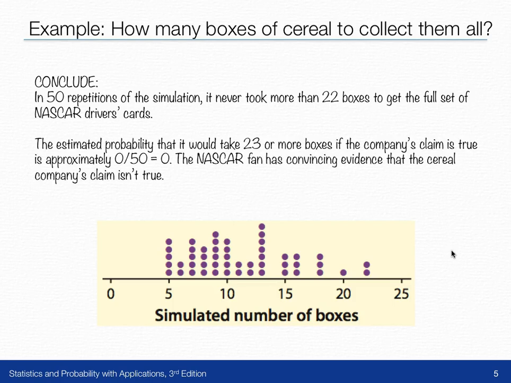The estimated probability that it would take 23 or more boxes, if the company's claim is true, to get all 5 NASCAR cards is approximately 0. The NASCAR fan, because of that rarity, has convincing evidence that the cereal company's claim is not true and that they're not dispersing the cards equally between boxes.